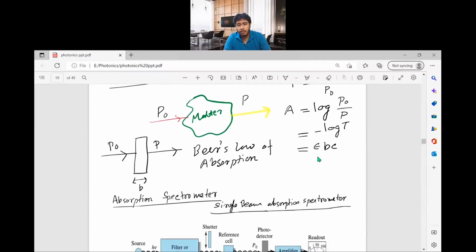How much light is absorbed is related to the concentration of that material. So if it has the thickness of B and the concentration of C, the percentage absorption is directly proportional to the concentration. If the concentration of the material is increased, it will absorb more and more light. So this is Beer's law.